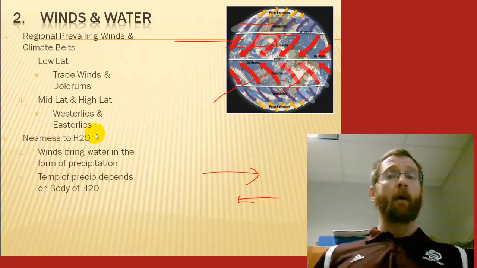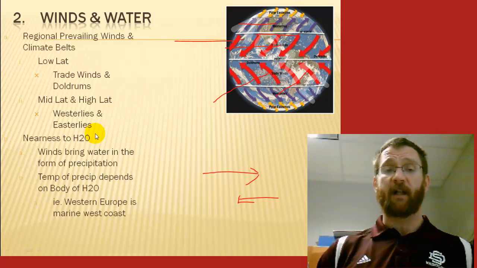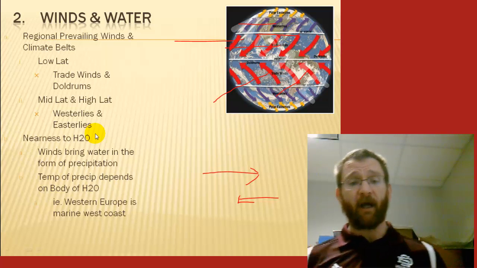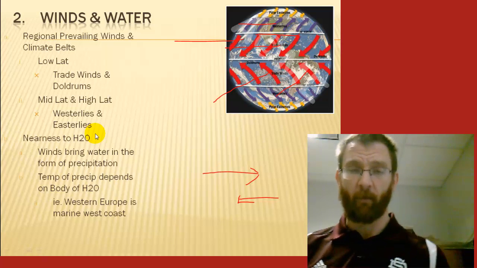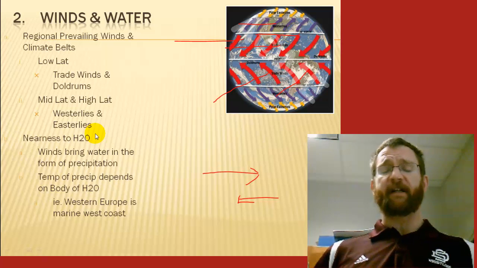If it's warm, like the Atlantic Ocean or the Pacific, then you just get rain, and it can influence the climate. Okay? An example of this, B, Roman numeral little i. An example of this is Western Europe. Western Europe is an example of this.